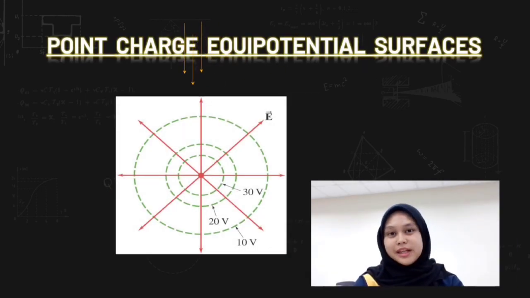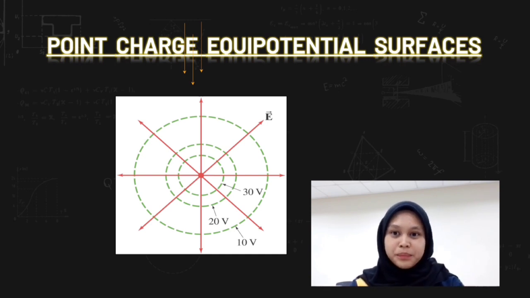Next, we move to the next slide. This picture shows the point charge equipotential surface. The red arrow pointing out from the dot means this is a positive charge, and the dotted green line is the equipotential surface. Here there are different voltage values: 10 volts, 20 volts and 30. From here we can see that the equipotential surface nearer the charge will have the higher voltage.